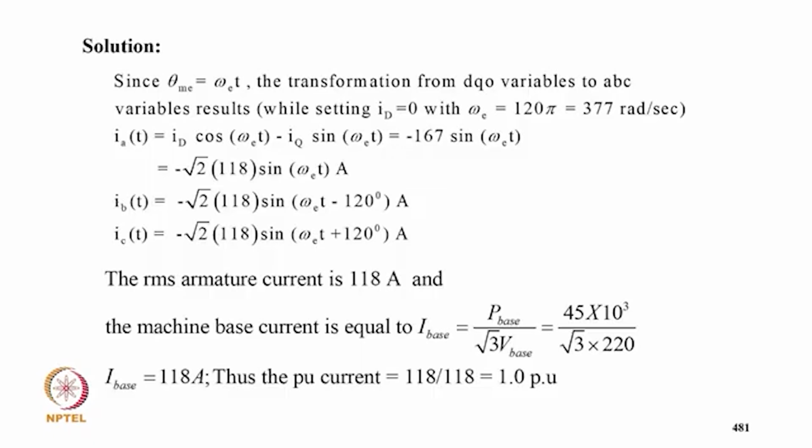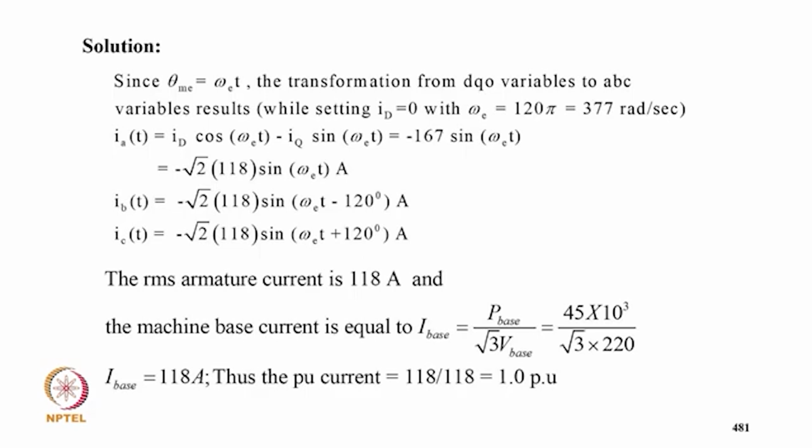So now theta m equals omega t. The transformation of dq variables to ABC results in ID equals 0, omega equals 377, IA equals ID cos omega t minus IQ sin omega t, that is minus 167 sin omega t, equal to minus root 2 times 118 sin omega t. IB equals minus root 2 times 118 sin of omega t minus 120 degrees ampere, IC equals root 2 times 118 sin of omega t plus 120 degrees ampere. So the armature current is 118 ampere and the machine base current I base equals P rated over root 3 V rated, that comes to 118 ampere.